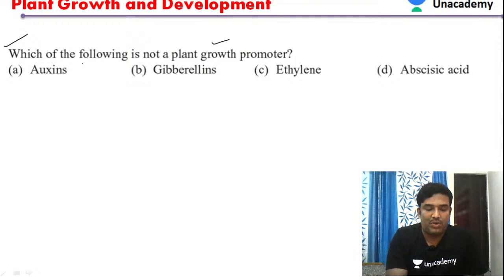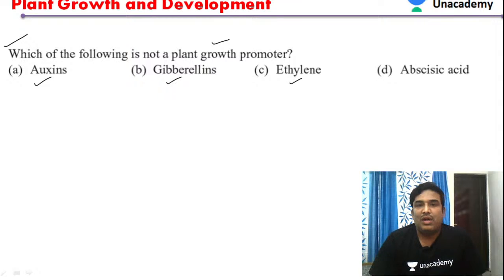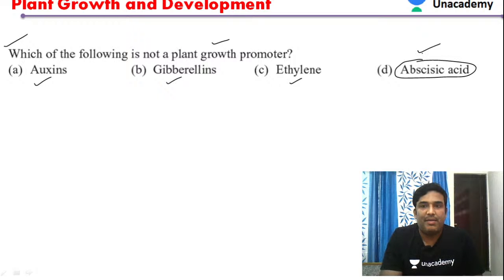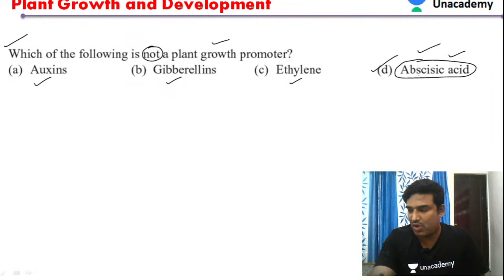If you see all these hormones, auxin is a plant growth promoter. Certainly gibberellins is also a plant growth promoter. Ethylene has some properties which act as a plant growth promoter, and it also has properties of a plant growth inhibitor. Abscisic acid is clearly a plant growth inhibitor. So option D will be our answer. Yes, very good.